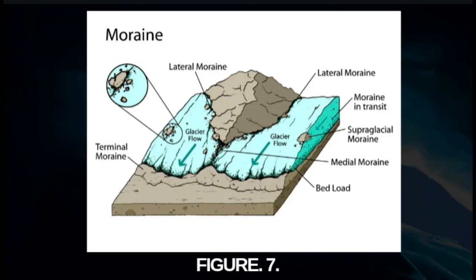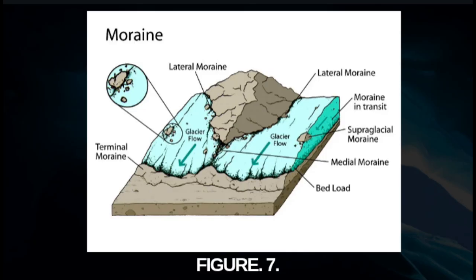Terminal moraine. This is a prominent ridge of till that marks the maximum advance or farthest downhill point of a glacier. It is deposited at the glacier's snout or end where the ice melts at the same rate it flows forward. It can act like a bulldozed pile of debris.